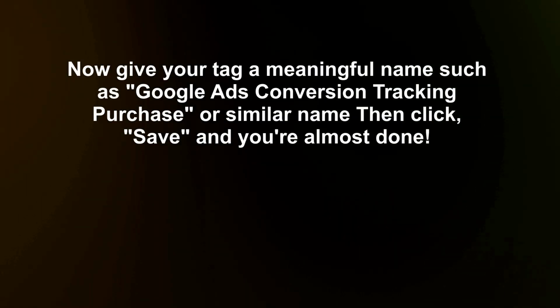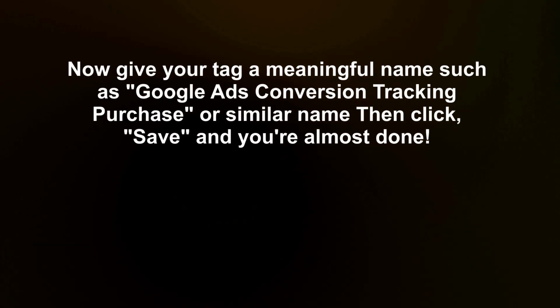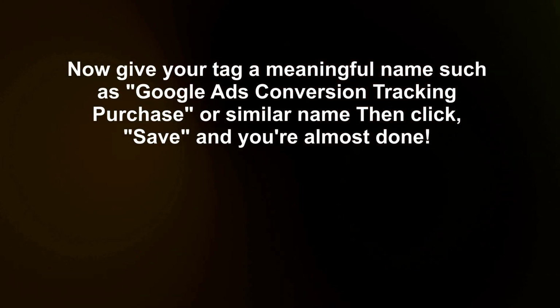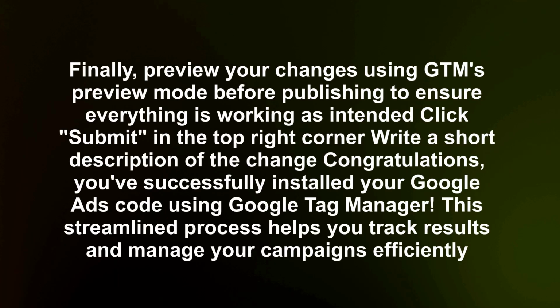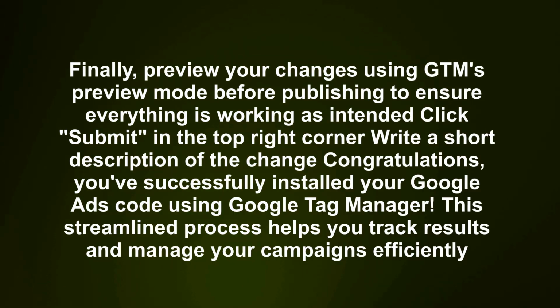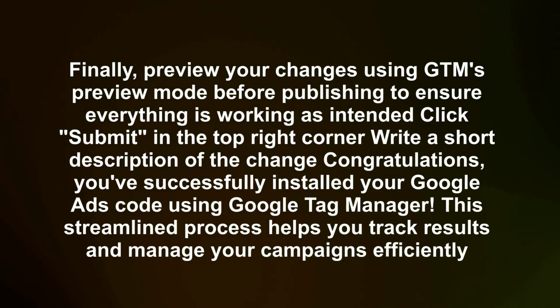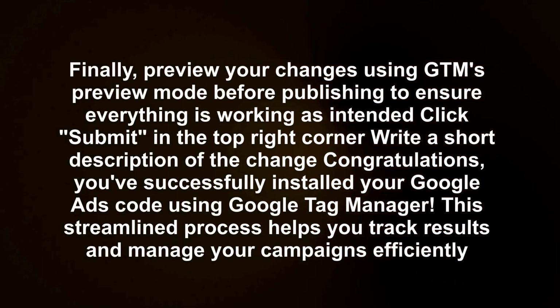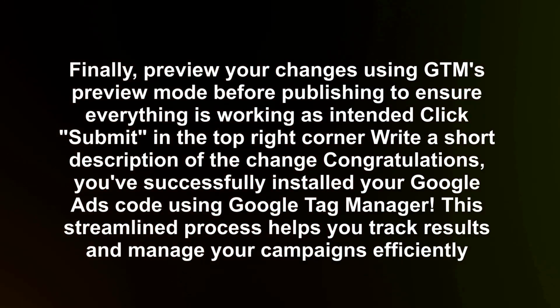Now give your tag a meaningful name, such as Google Ads Conversion Tracking Purchase, or a similar name. Then click save and you're almost done. Finally, preview your changes using GTM's preview mode before publishing, to ensure everything is working as intended. Click submit in the top right corner, and write a short description of the change.